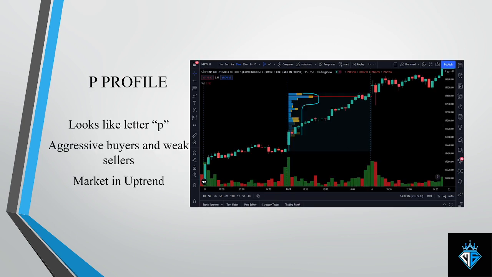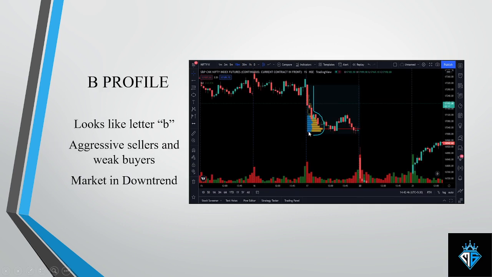The next one is the P profile. After accumulating, there will be aggressive trading. If the market goes up with aggressive buyers, the profile will look like the letter P. This is called the P profile and the market is in an uptrend. We can determine the market is in an uptrend when the profile looks like P. It is the same with the B profile. When the market falls down, the market is in a downtrend. When there are aggressive sellers, the profile will look like the letter B.